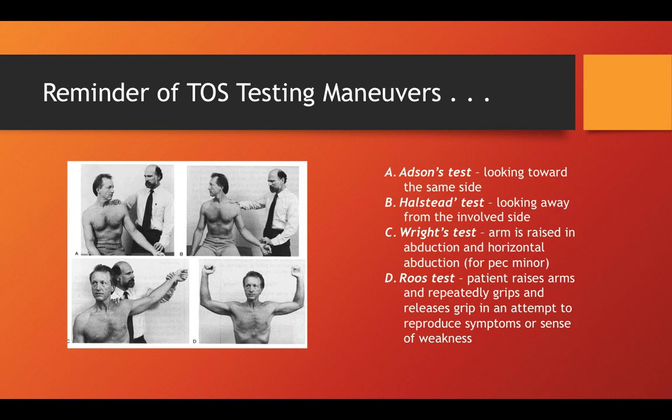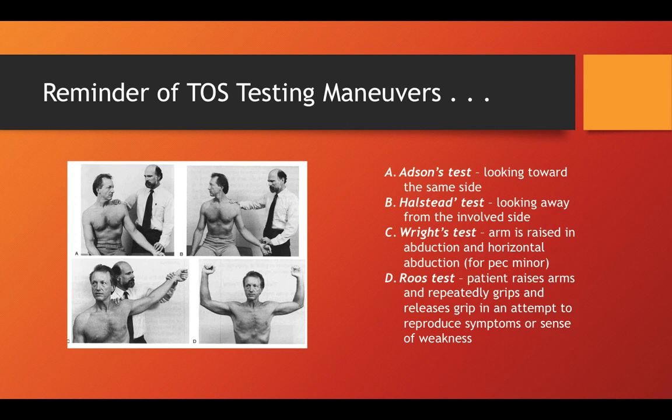And D is the Roux test, where the patient raises their arms and repeatedly grips and releases the grip in an attempt to reproduce symptoms or a sense of weakness. The gripping and release are usually instructed to be at 20 to 60 seconds. Not pictured is the costoclavicular test, where the patient is instructed to assume a military posture and the examiner checks for the usual positive responses. And Tennell's, which is performed by tapping the supraclavicular fossa with a reflex hammer for tenderness.